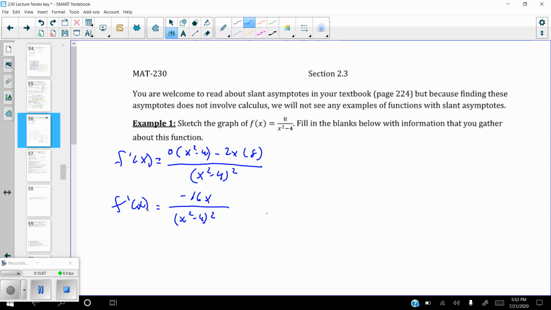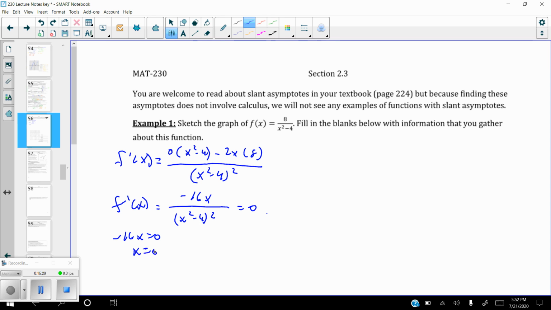That's our first derivative. In order to figure out the critical values, we need to set the derivative equal to 0 or figure out where it is undefined. So setting it equal to 0 means I'm going to take negative 16x and set that equal to 0 because a fraction equals 0 when the numerator equals 0. So if it's negative 16x equals 0, divide by negative 16, you just get x equals 0.